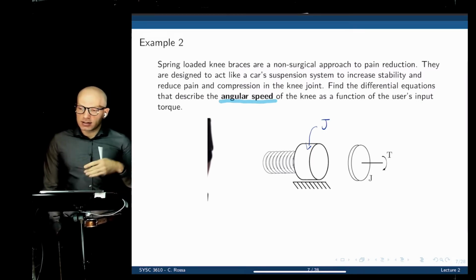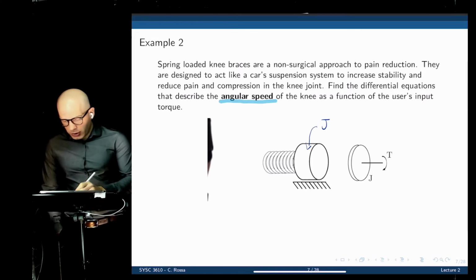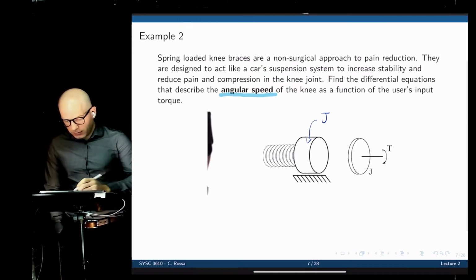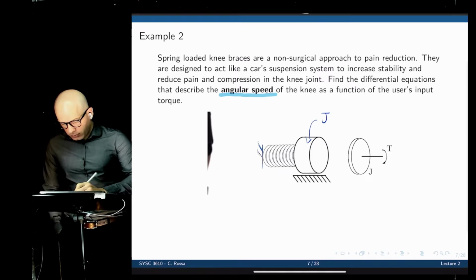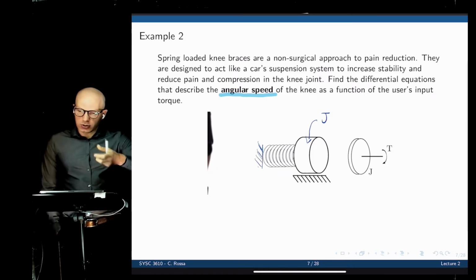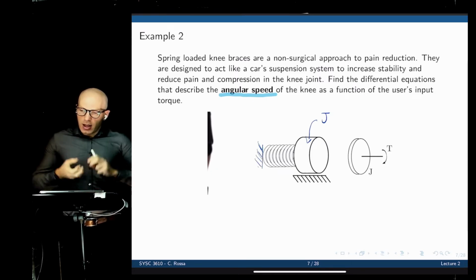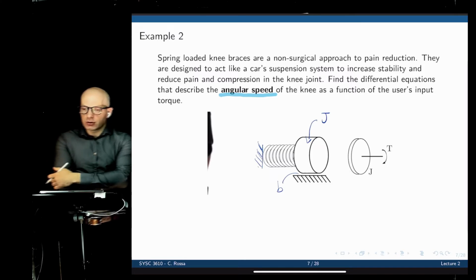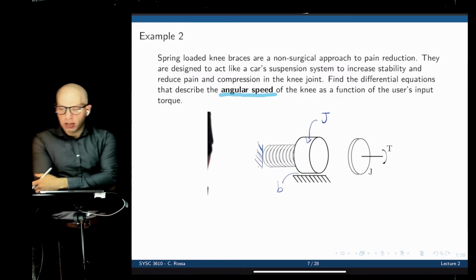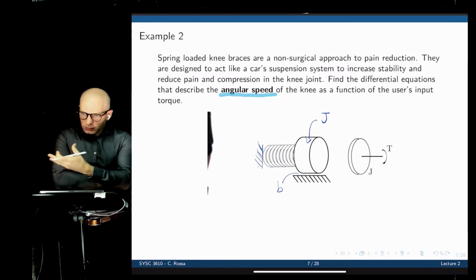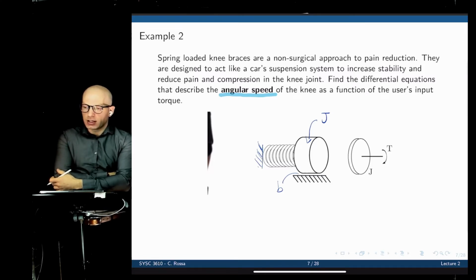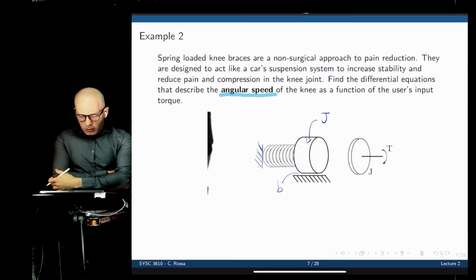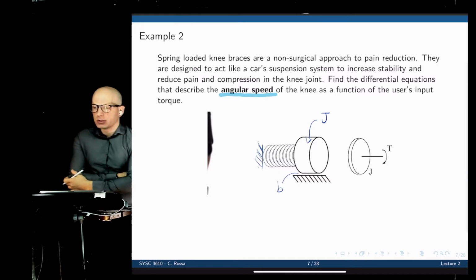The brace has a spring. The spring compresses and stretches. It's an angular spring. And there is friction in the system as well. We're going to model it here as a coefficient of viscous friction B along the surface of contact between the brace and the leg. The torque that we input to the system, let's call that capital T.